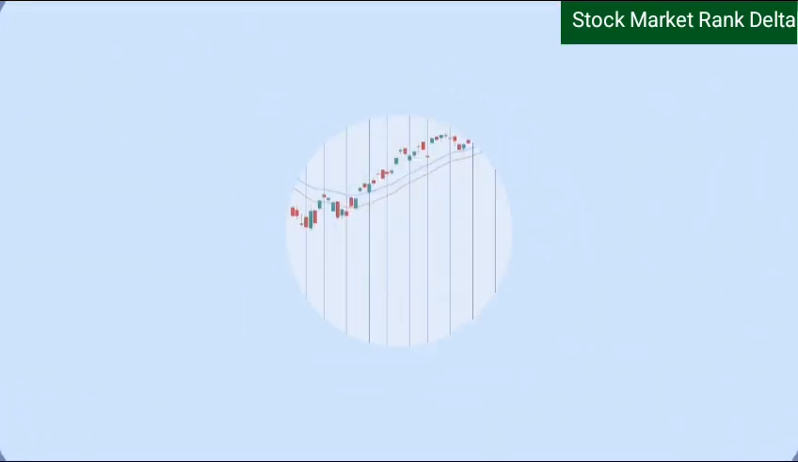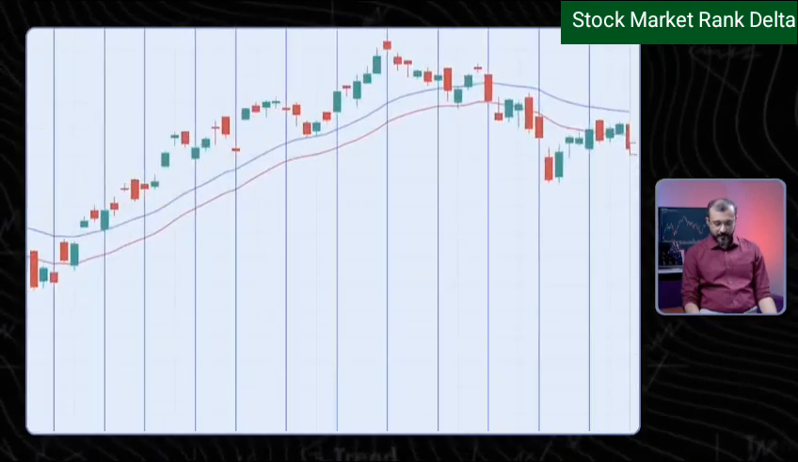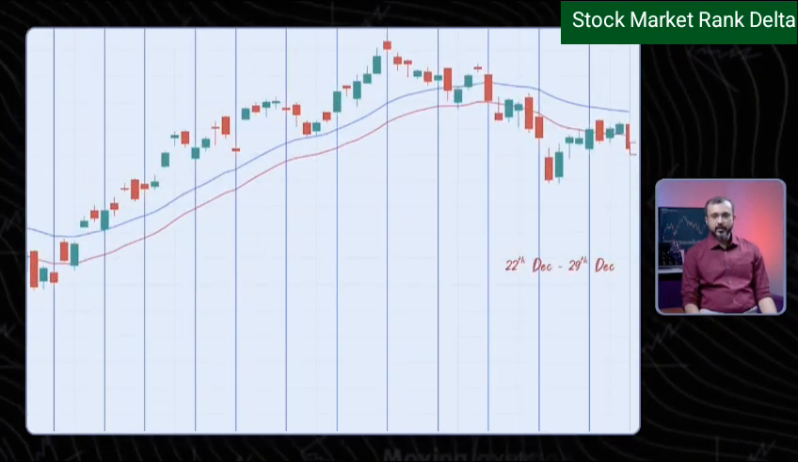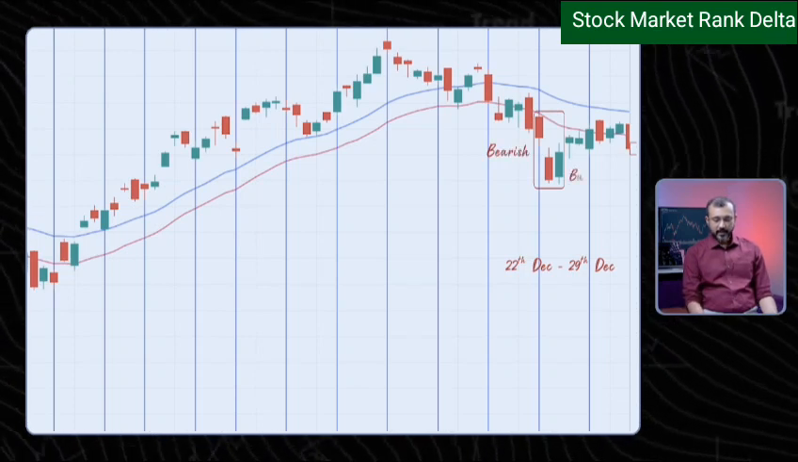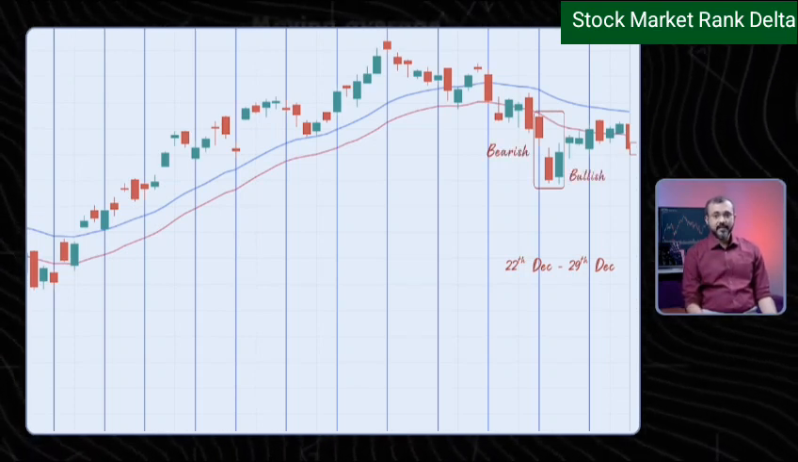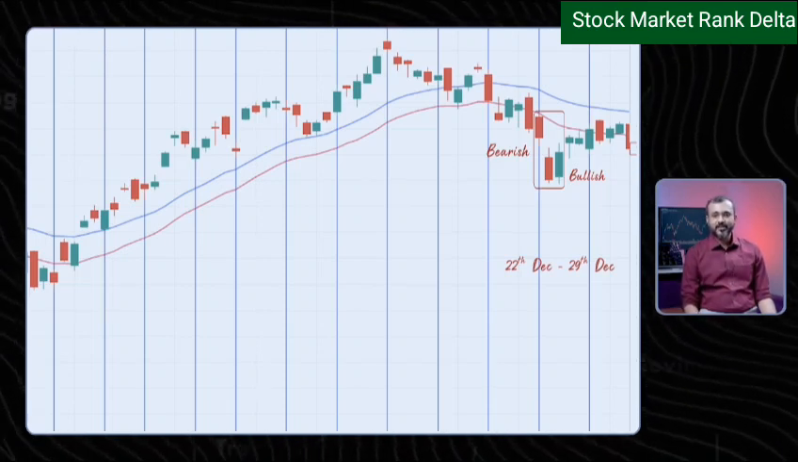So this is the last trade of year 2022. We got a market structure low between 22nd of December to 29th of December. If we see two bearish candles and a bullish candle, the bullish candle, which is completing the market structure low, got formed below the moving average. That means we have to trade a straddle.